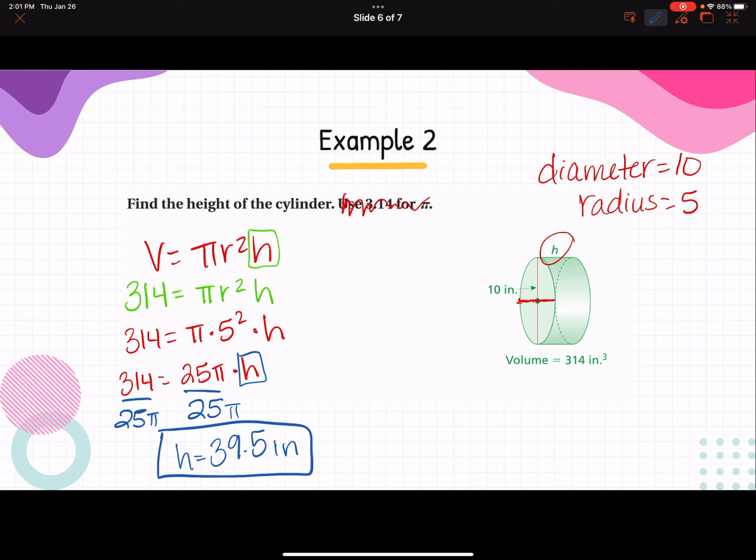Okay, but the biggest takeaway from this question that I want you to understand is they're going to give you the diameter sometimes today. And so you've got to know that the radius is just half of that. If I would have used 10 here, I would have got the completely wrong answer. So you do need to make sure that you are doing the correct thing there and just using half, just the radius.